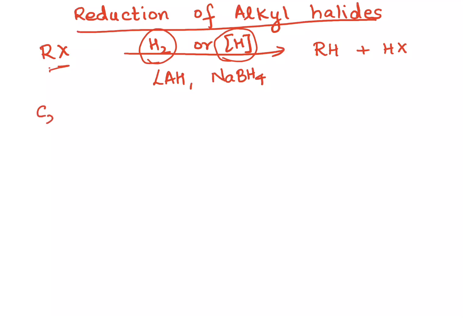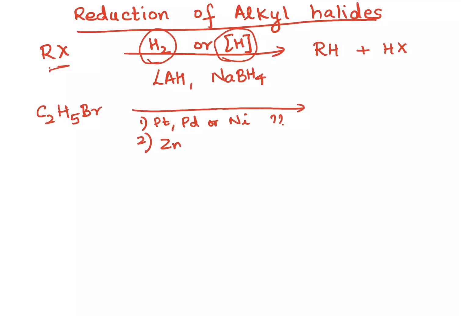So for example C2H5Br, it can be reduced using any of the reducing agents. So like you can use platinum, palladium or nickel with hydrogen. Very good. And do you remember where heating is required and where room temperature will do? Go ahead, write the conditions of the reaction. Then we could use zinc, copper couple and alcohol, which generates hydrogen in the reaction mixture itself in situ, and that is called the nascent hydrogen.